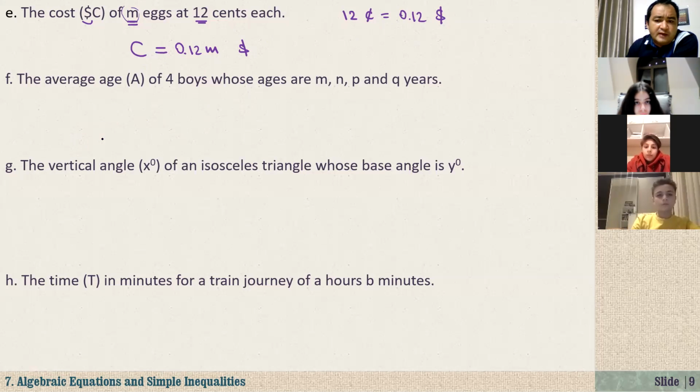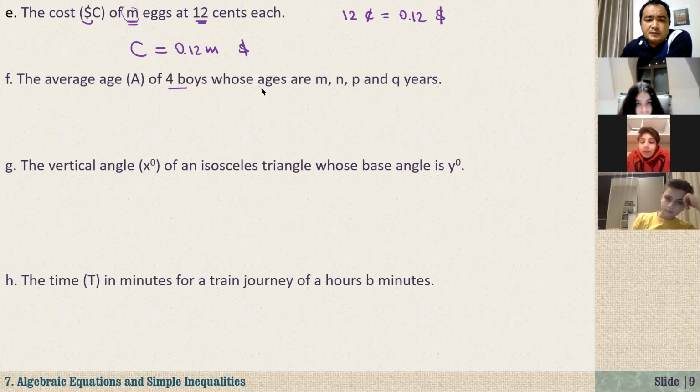Okay, Alakbar, question F. The average age of four boys whose ages are M, N, P and Q years. Okay, we are talking about four people. And the first guy is M years old. The second boy is N years old. The third one is P years old. And the fourth one is Q years old.